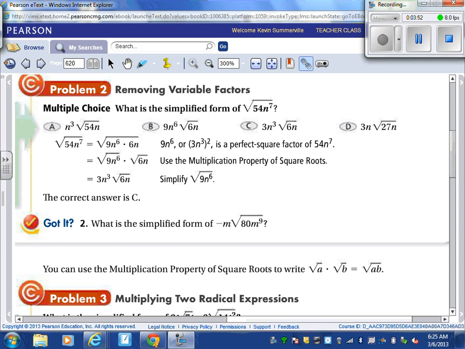In problem number 2, we're going to take a look at a number with a letter underneath the square root sign also. So let's take a look at the square root of 54 n to the 7th power. What do we do to solve that problem? Again, we have to look at what two numbers multiplied together give me 54, where one is a perfect square. That's where they come up with the square root of 9 n to the 6th power times 6n.